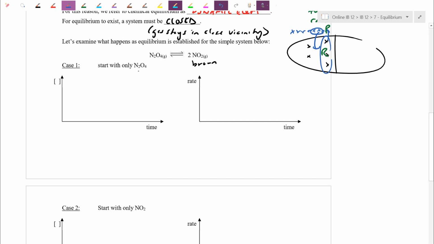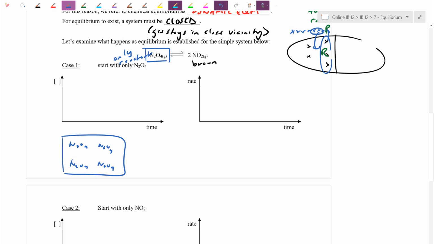Case 1 is we start only with N2O4. In this case, as I wrote it, we're starting off only with reactants. So imagine with me, I have a container full. All I put inside is a bunch of these N2O4s. Are we in equilibrium? Well, definitely not, because in this situation, I only have N2O4. I don't even have a product to speak of.